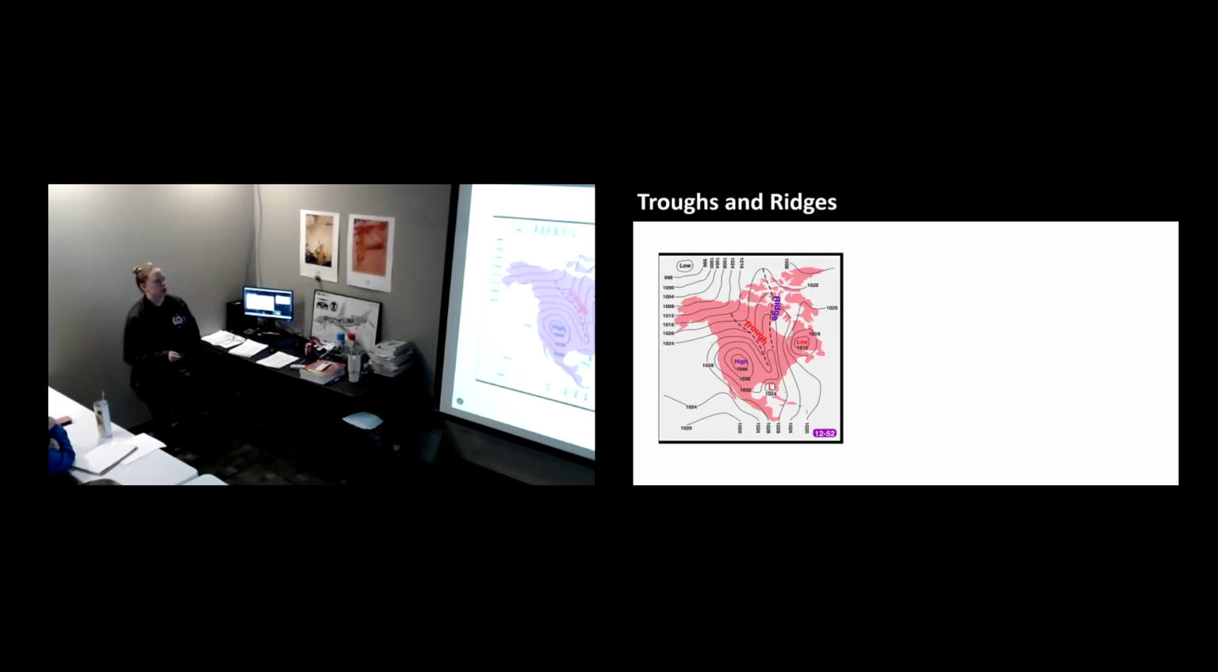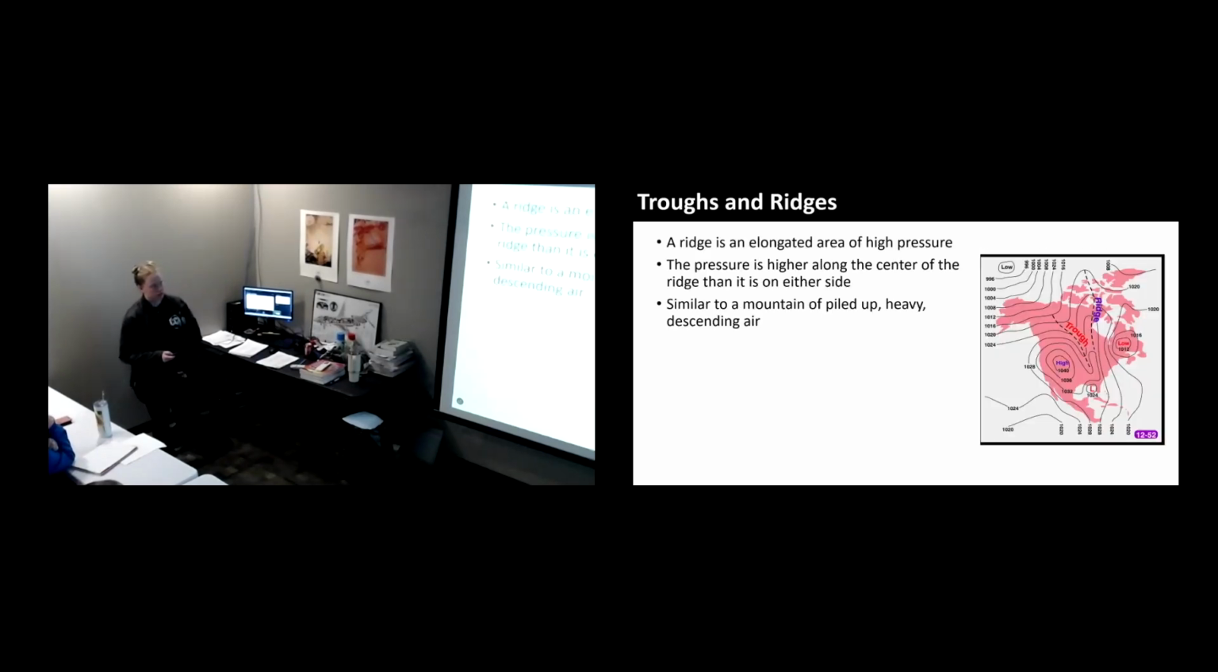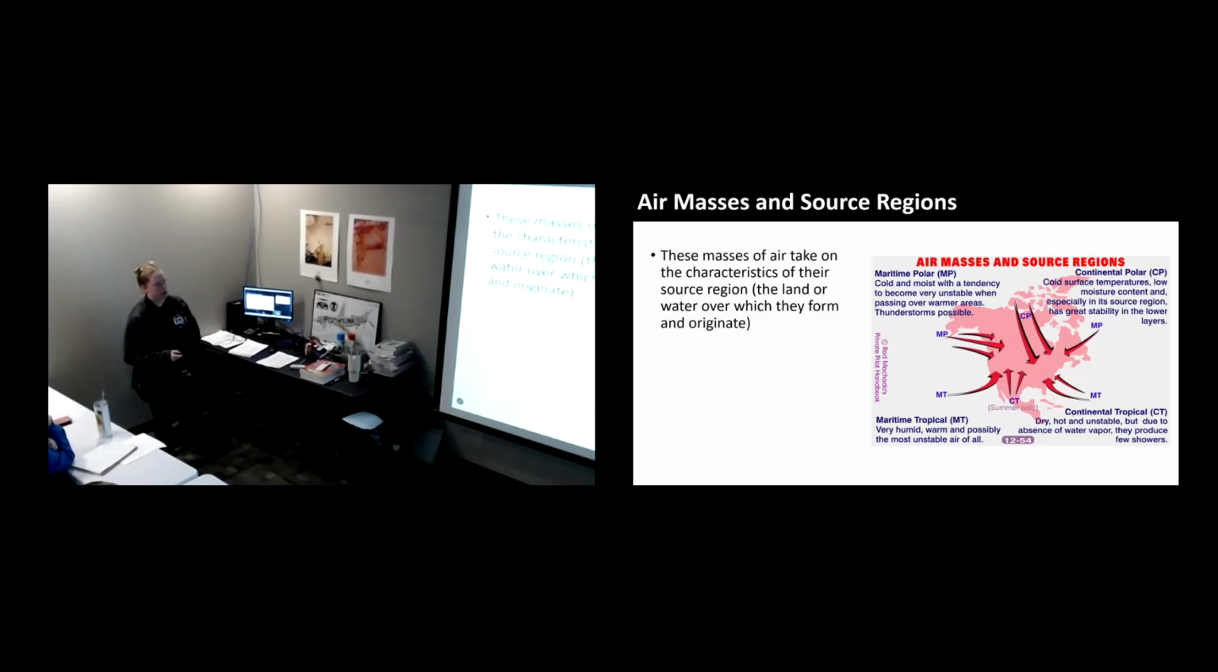Here's a better picture of what a trough versus a ridge is going to be. I don't really need to know much more about that. This is all regional stuff. Not on the written, just good background knowledge. If you would like to go through this, by all means, you can go through that.